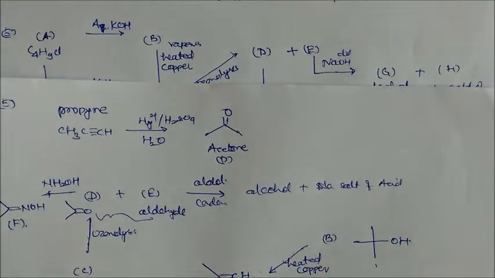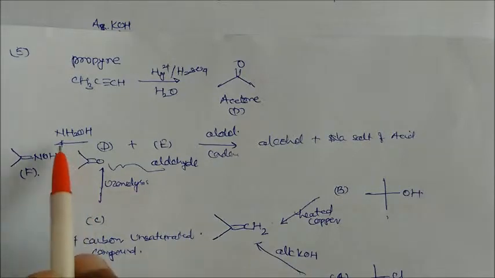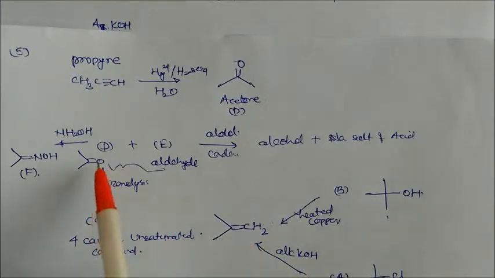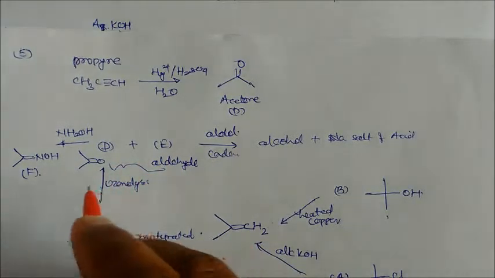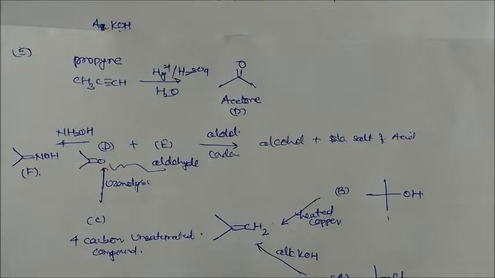Then on ozonolysis you will get here a 4 carbon unsaturated compound. D with hydroxylamine will give the F compound. This is the F compound, and the 4 carbonyl compound can be possible like this one. This is an alkene, because from this we will get this and this product by ozonolysis. So the only possibility is this one, because we are getting this on taking alcoholic KOH. How can we get this compound from alcoholic KOH? So the A compound is this one.